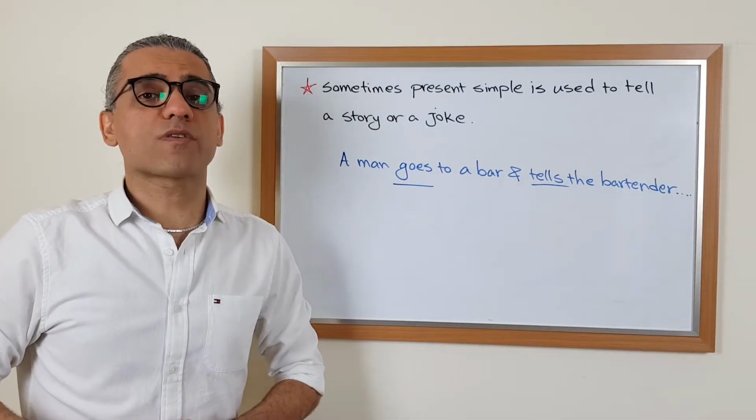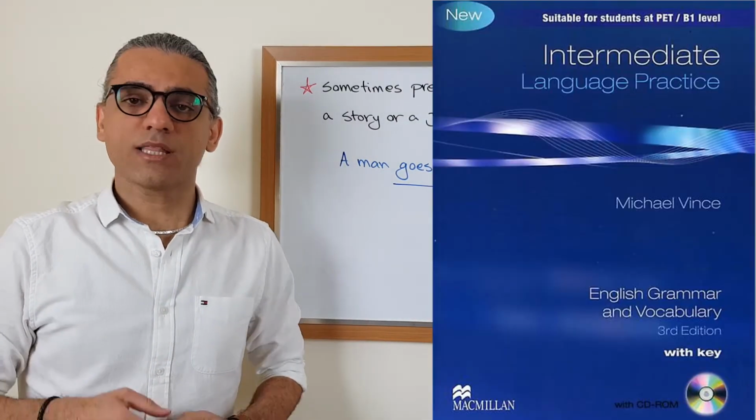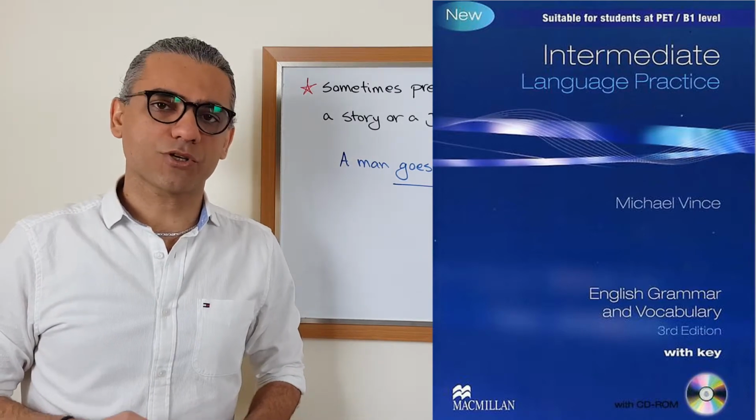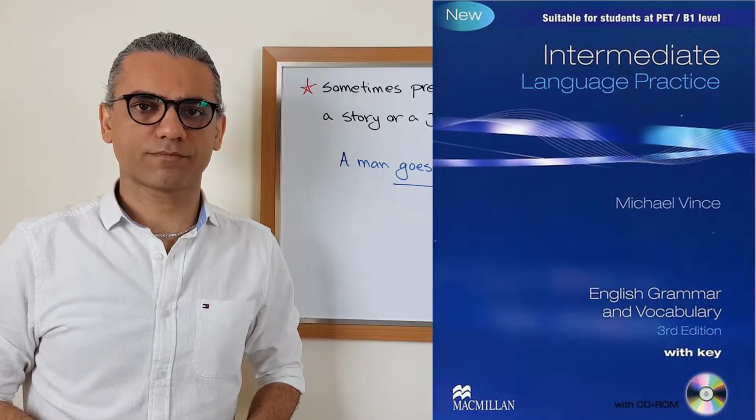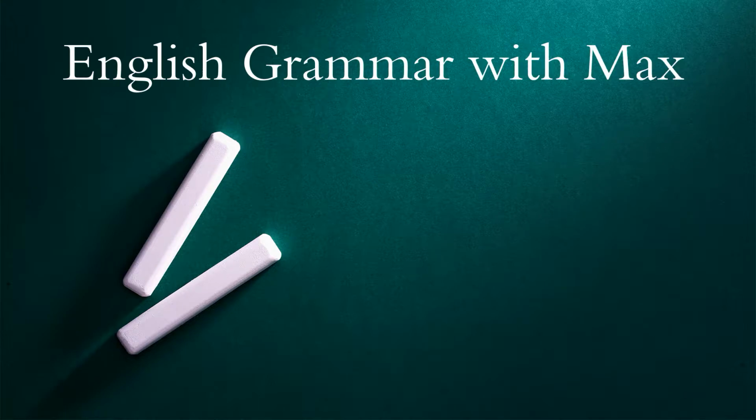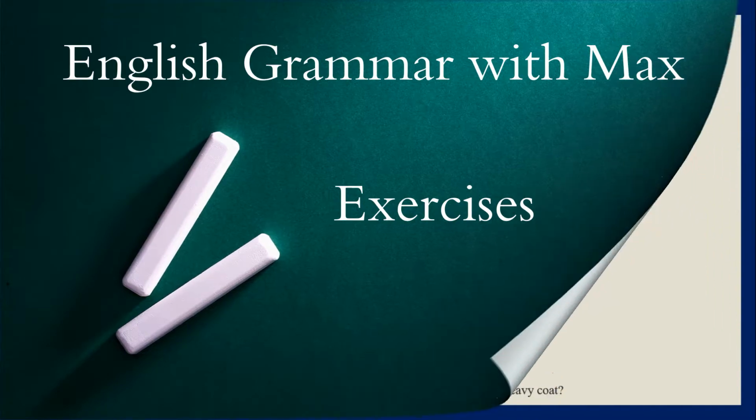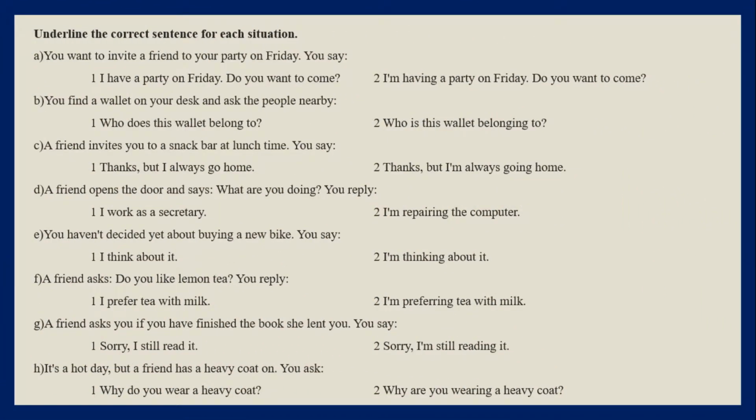Now, let's do some exercises together. These exercises are from the book Intermediate Language Practice. Let's do some exercises together. The first one is underline the correct sentence for each situation. You have two choices for each question. You can pause the video, write the answers, and I'm going to start explaining them in a few seconds.